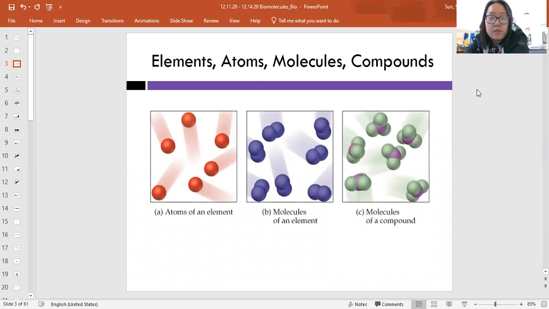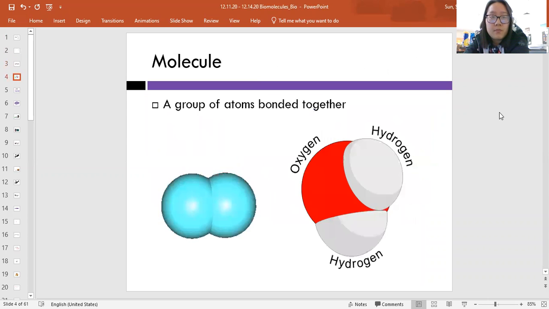So we're going to talk about, for example, there are atoms, which are individual units of a chemical that move individually. There are molecules of an element where you have 2 or even 3 or 4 of the same type of chemical that are bonded together. And you have molecules of a compound where they are bonded across different chemicals. For example, carbon dioxide is carbon bonded with oxygen, right? Water is H2O, that's hydrogen bonded with oxygen, and that would be molecules of a compound. So again, molecules are just a group of atoms bonded together.